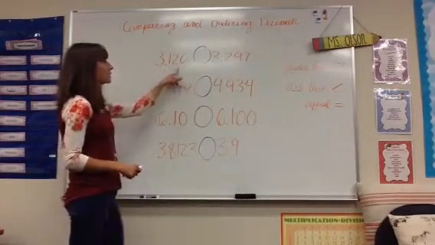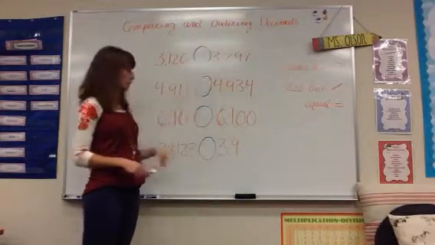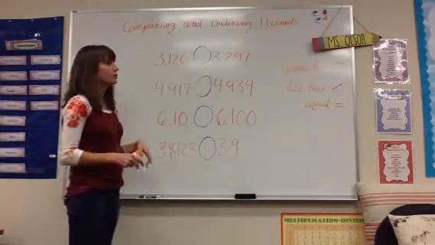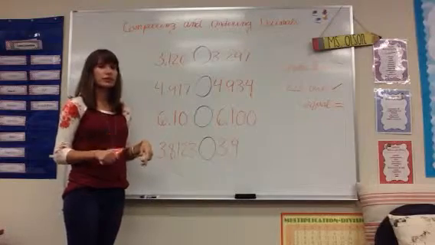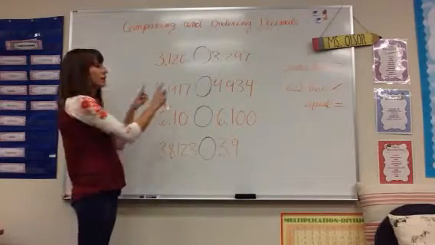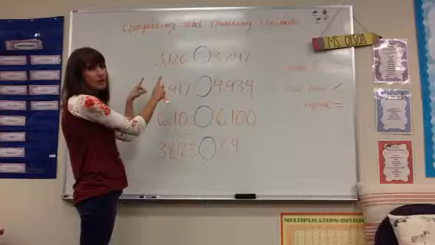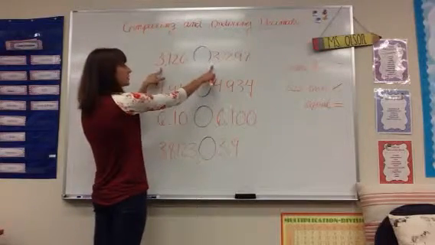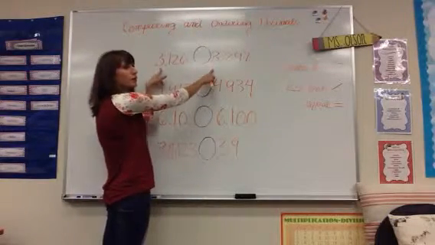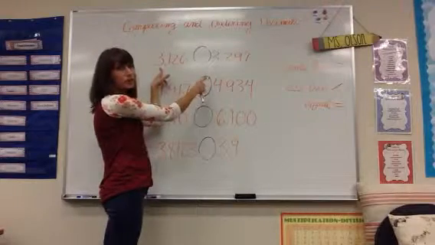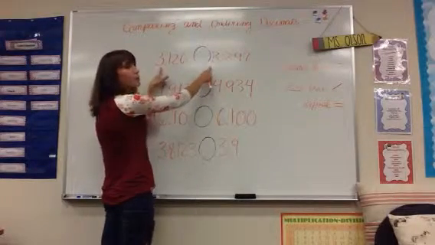Let's start by looking at this set of numbers here. How can we figure out which one is greater than or less than? The first thing that you need to do is look at the leftmost number. So here we have a 3. We're going to figure out which one is greater, 3 or 3. Of course they're equal. So what you have to do is bump over to the right.